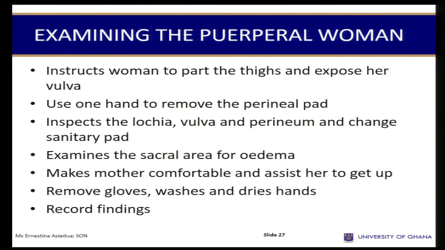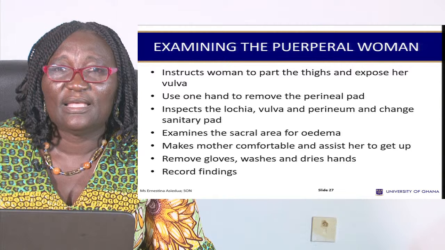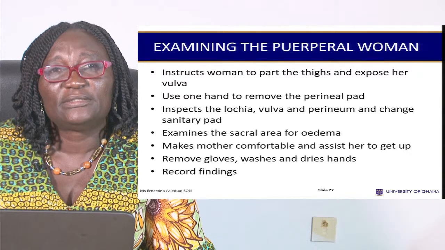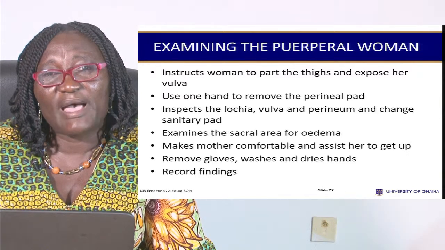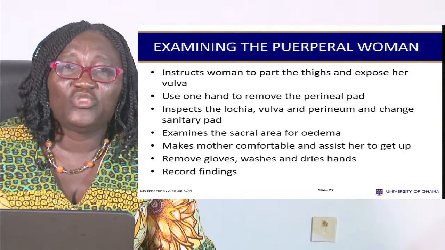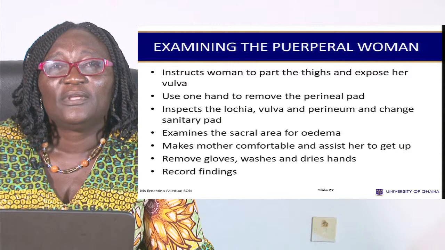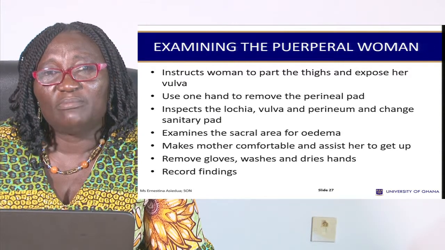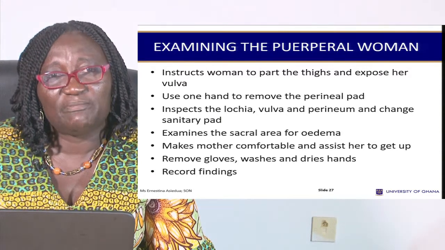Now you tell the woman to part the tie and expose her vulva. Then you remove the pad, or you can even ask the woman to remove the perineal pad herself. Then you inspect the lochia, the vulva and perineum, and then you change the sanitary pad.